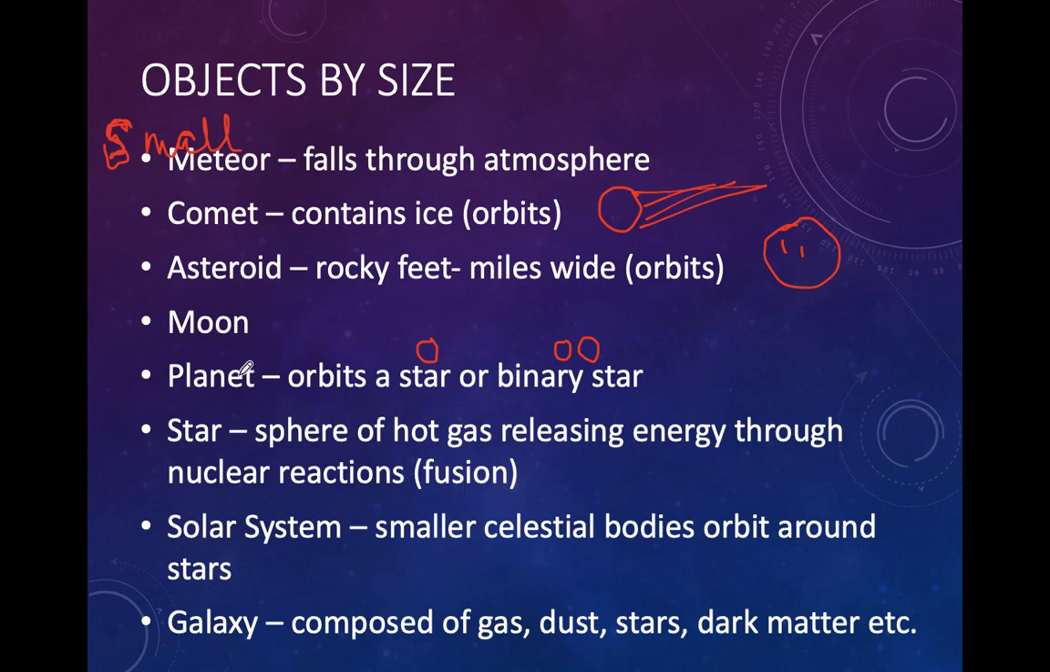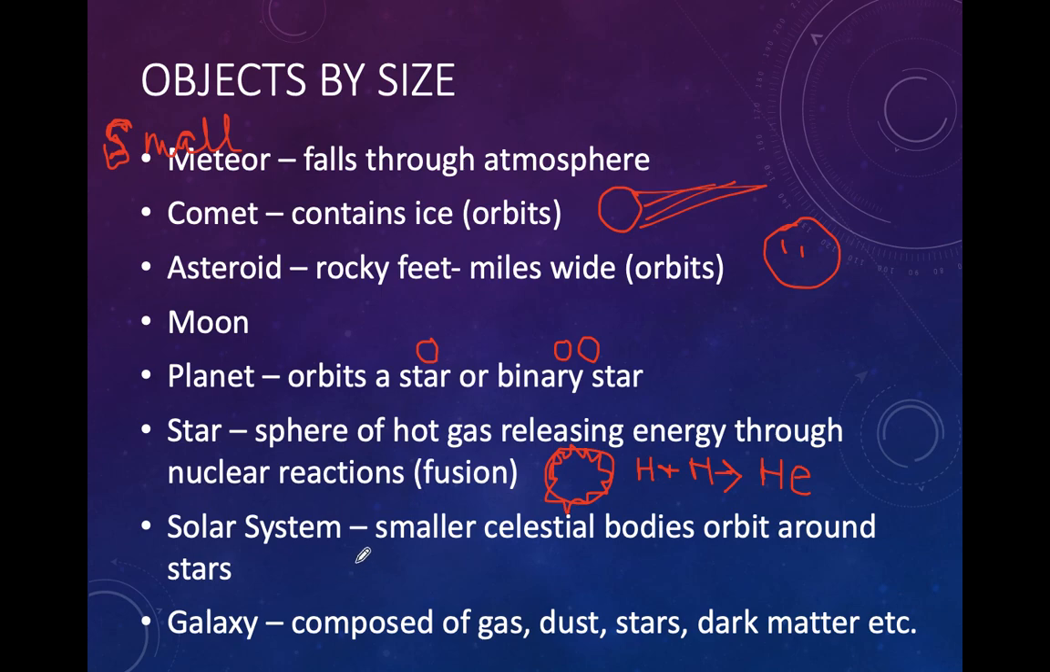Bigger than a planet, typically, is a star, and a star is just a sphere of hot gas releasing energy through nuclear reactions, and those nuclear reactions are fusion. So here I'm drawing my little star. It's a sphere, and there's energy in it because of something called fusion. Fusion is when we have hydrogen, and it combines with another hydrogen, and it creates a bigger atom, and that bigger atom it creates is helium. So most stars are composed of hydrogen and helium. Eventually, they'll keep combining to make bigger elements like iron.